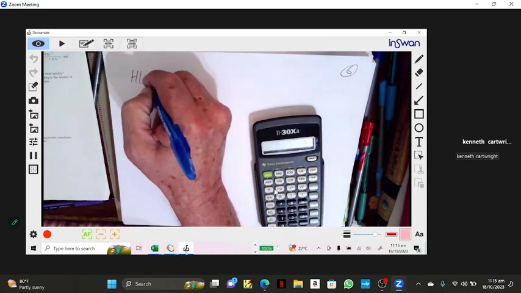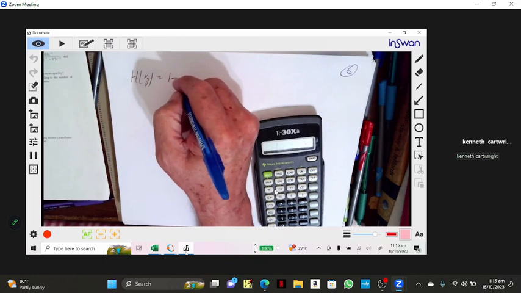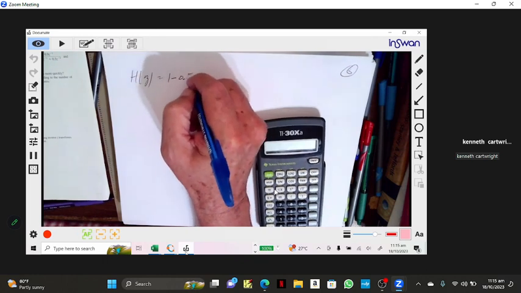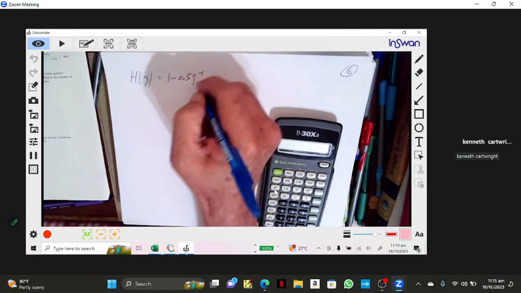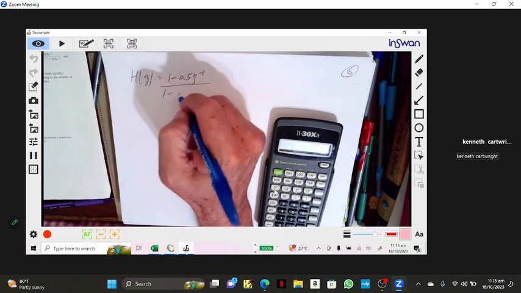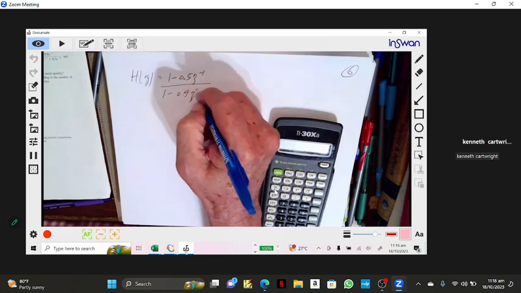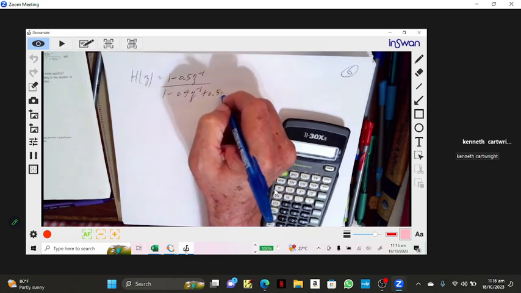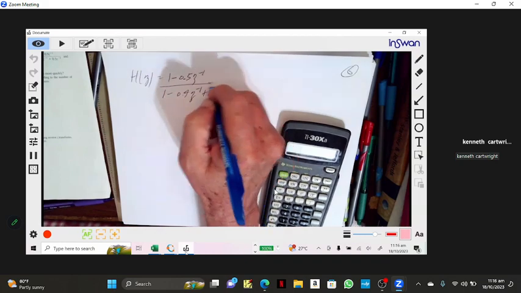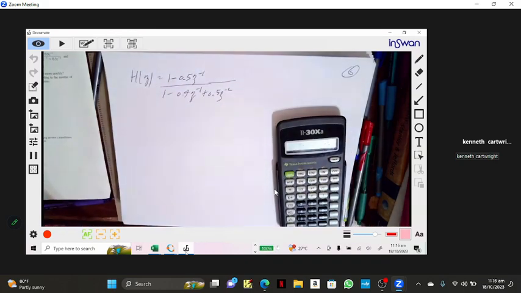Let's do this one. Is this transfer function stable, unstable, or marginally stable? What's the first step?